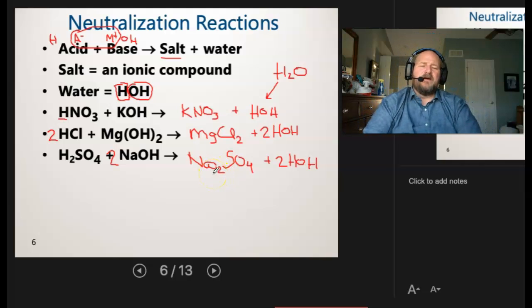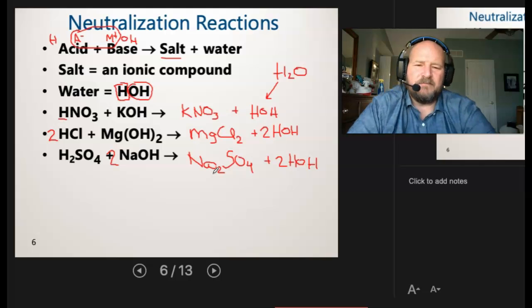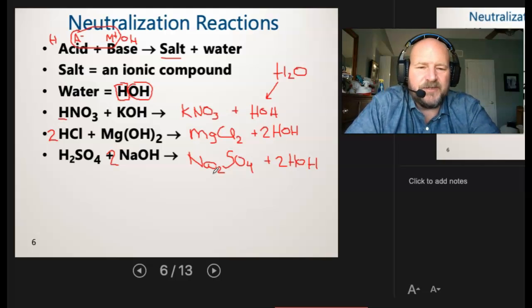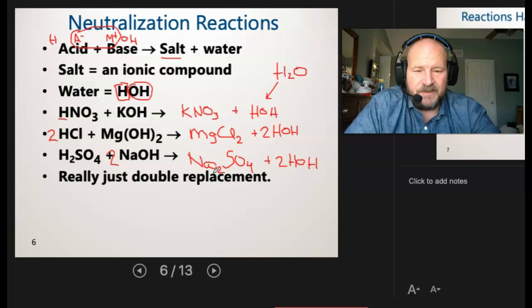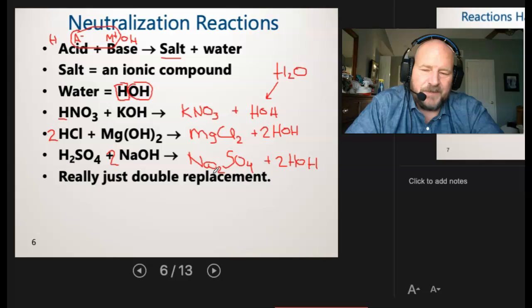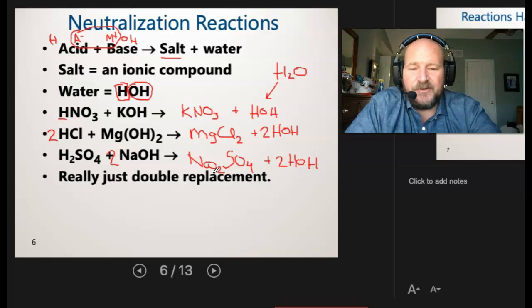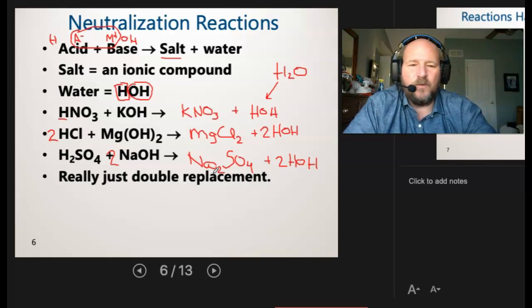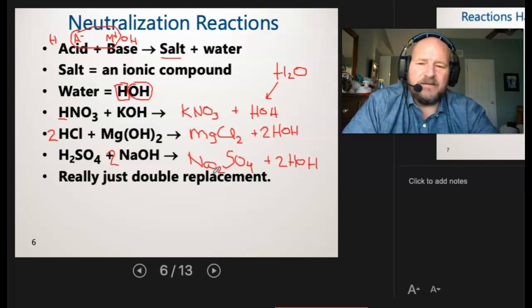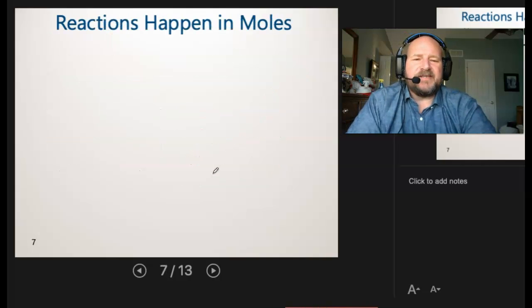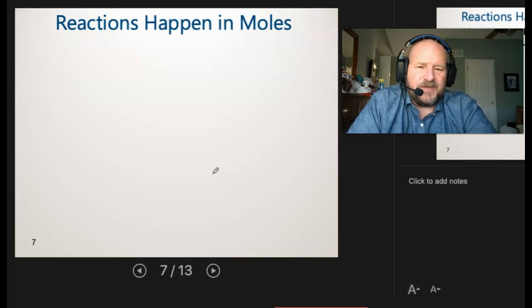Now, hopefully we did well on that. We were able to complete and balance those with no real issue. In fact, they might have looked very familiar, and that's because it really is just a double replacement reaction. In fact, it should be a little bit easier than double replacement because now you know one of the products has to be water. All right, so the next step then is putting the stoichiometry back into this.